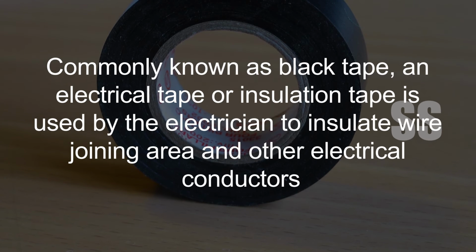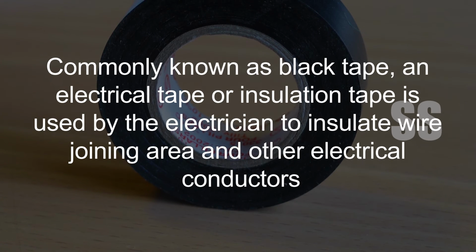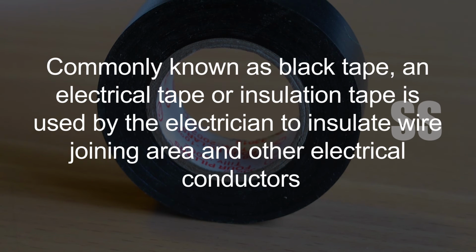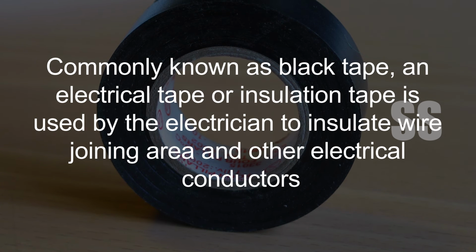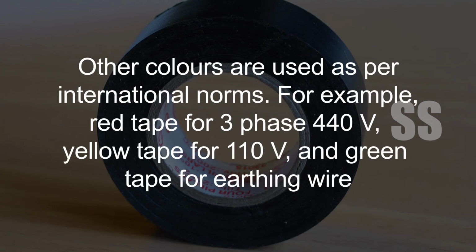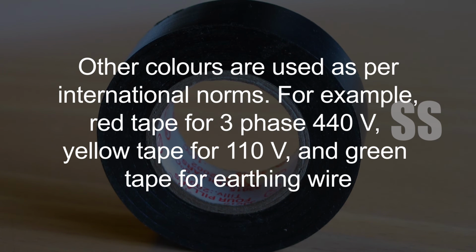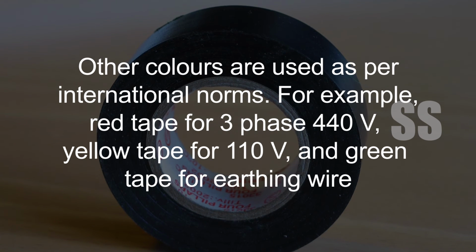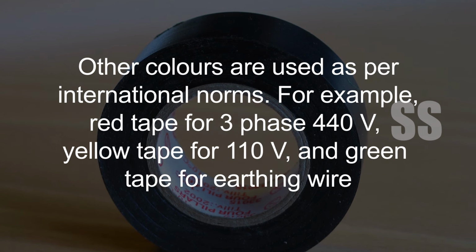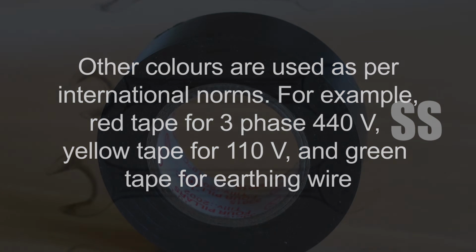Commonly known as black tape. An electrical tape or insulation tape is used by electricians to insulate wire joining area and other electrical conductors. Other colors are used as per international norms. For example, red tape for 3-phase 440 volts, yellow tape for 110 volts, and green tape for earthing wire.